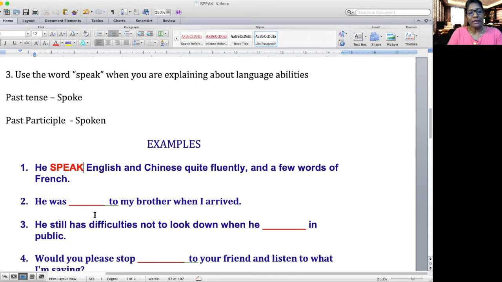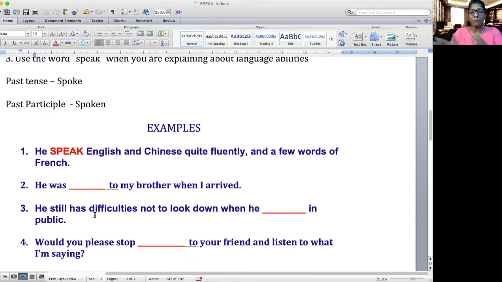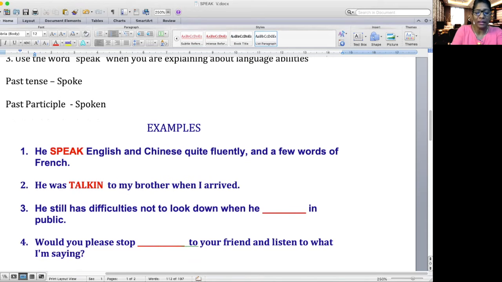Okay. And here again, the next sentence: he was blah blah blah to my brother when I arrived. So when I say my brother, it shows very well it's a personal conversation or an informal conversation. I hope you got the answer. You're right. The answer is I need to use the verb talk, but I have to use the ing form. The reason is here it is preceded by the helping verb was. So, he was talking to my brother when I arrived.